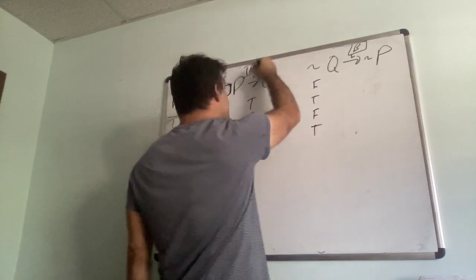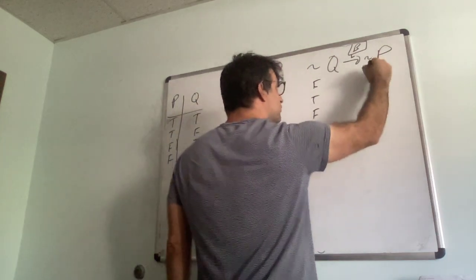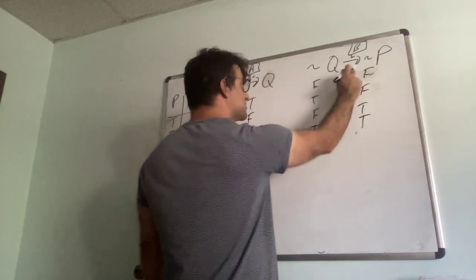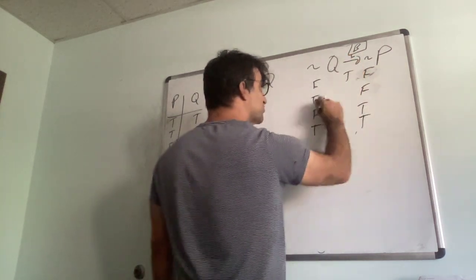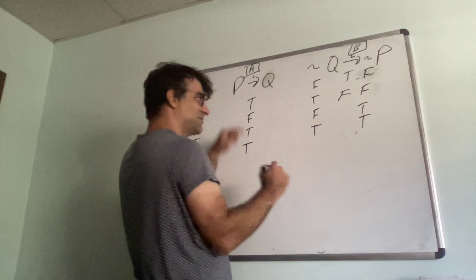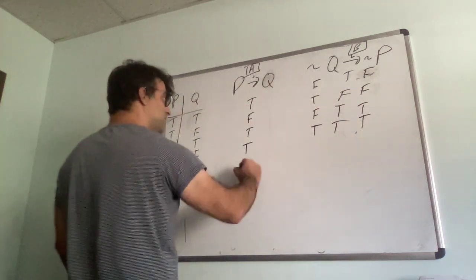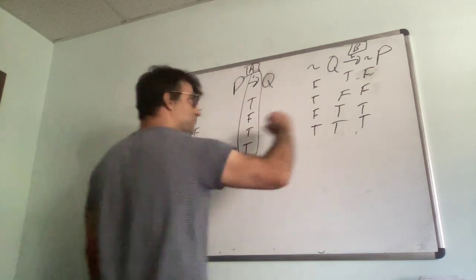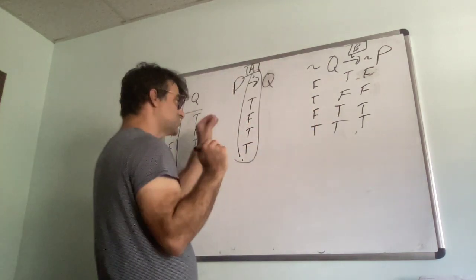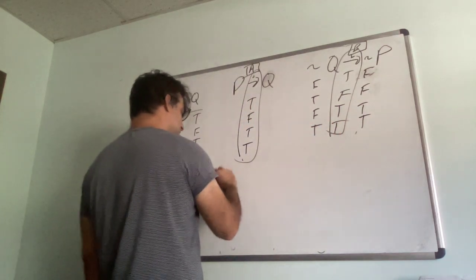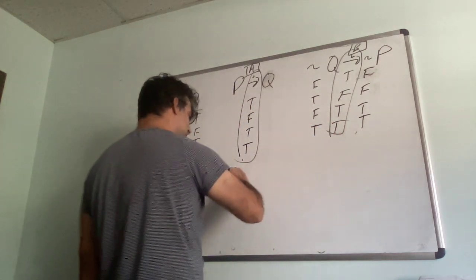Main connector. Of course, this is the main connector. False arrow false is true. True arrow false is false. False arrow true is true. True arrow true is true. So we have true, false, true, true. And same over here. Okay. So does A imply B?